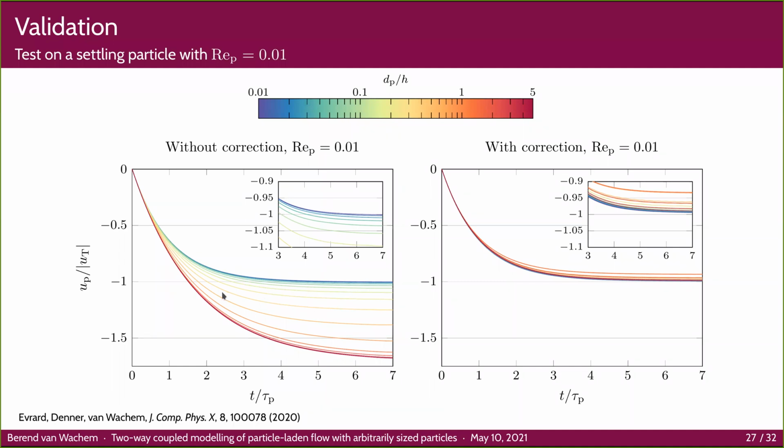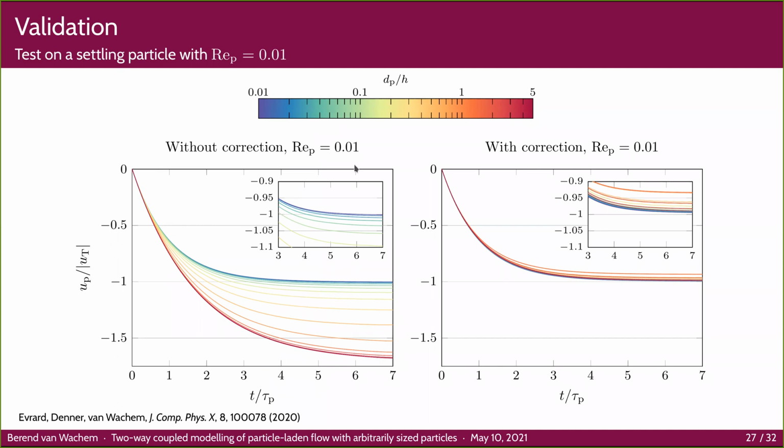And what we, of course, should get, if we have a particle falling under gravity, is the terminal velocity, which we can compute. I'm going to call that UT. If the particle diameter is only 1% of the mesh spacing, we get this dark blue line here. Indeed, the particle starts at velocity 0 and accelerates to minus the terminal velocity. So it indeed falls and goes to the correct terminal velocity.